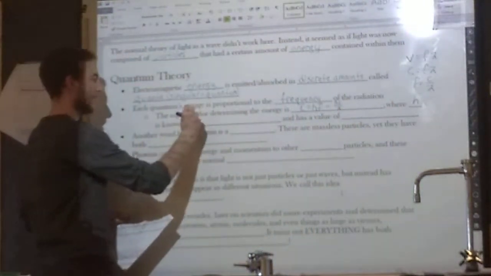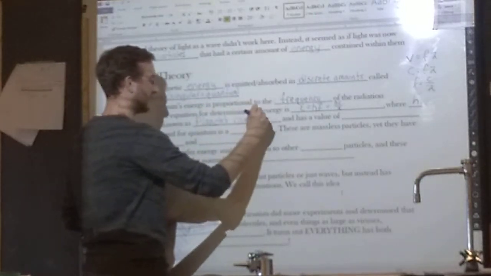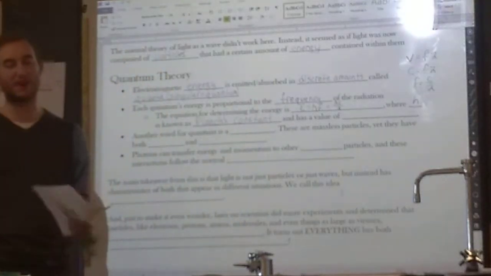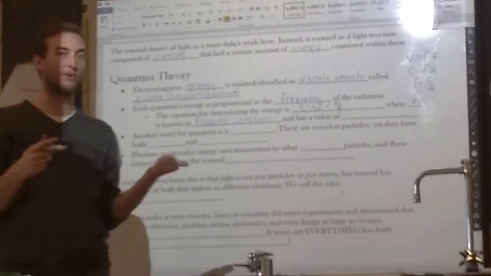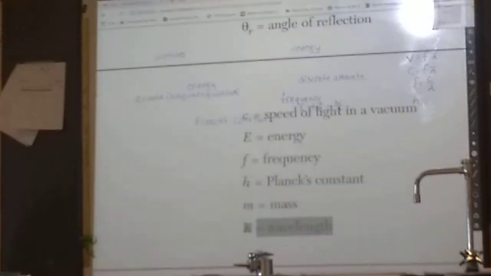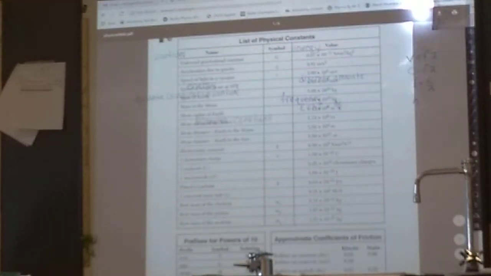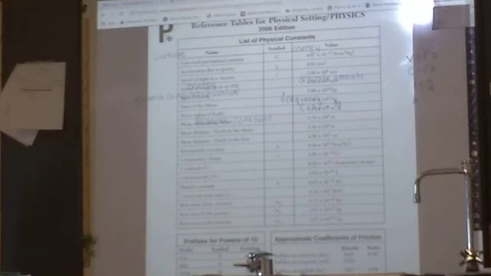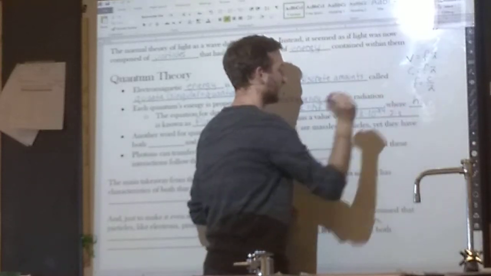H is known as Planck's constant. P-L-A-N-C-K-'S. Planck was a very famous physicist who was one of the first ones to theorize about things coming only in discrete amounts, the energy only coming in discrete amounts. This is also known as quantization. Okay? Planck's constant, if you look on the front of the reference tables, has a value, 5th up from the bottom, of 6.63 times 10 to the negative 34th joule seconds.